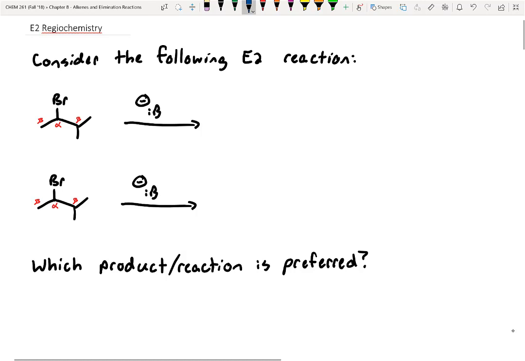The first thing that I always do when I'm looking at an E2 reaction is I identify my alpha and beta carbons. Remember, your alpha carbon is the carbon where your leaving group is attached, and your beta carbon is one further away. We also want to identify beta carbons with protons. So for example, on this right carbon, we have a beta proton right there. We only have one beta proton for that particular carbon.